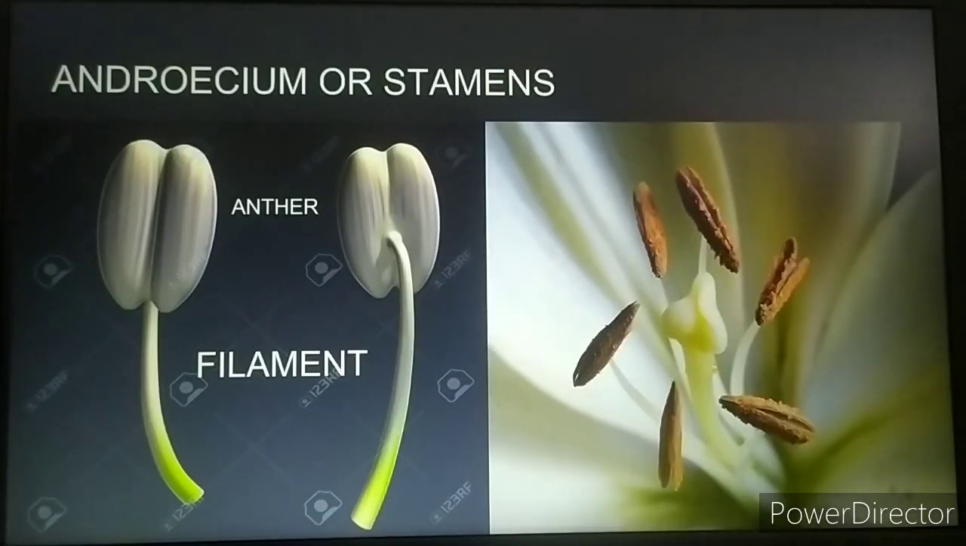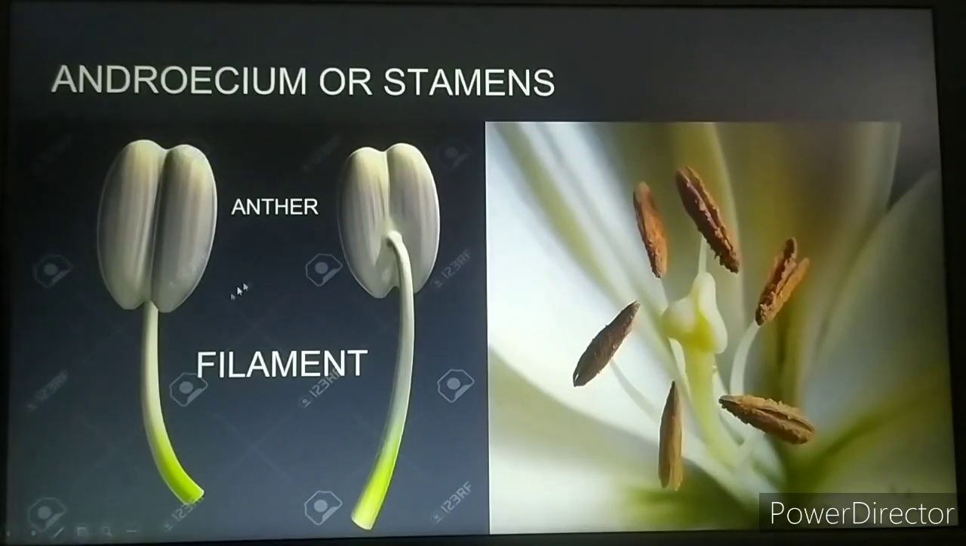So ANDROECIUM or stamen is the third whorl of a flower, which is inner to the petals, means after petals comes the ANDROECIUM, and it is composed of stamens, and these stamens are the male reproductive organ of the flower, means the part of the flower which is involved in the formation of seed, and this helps to give rise to a new plant.